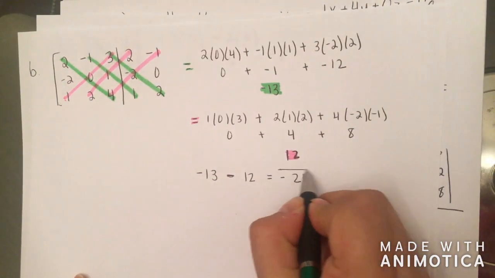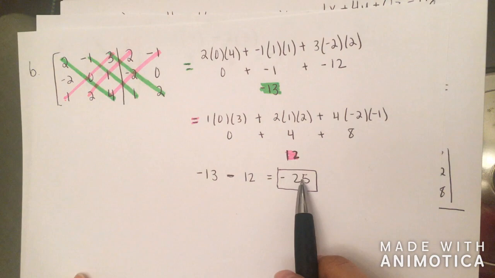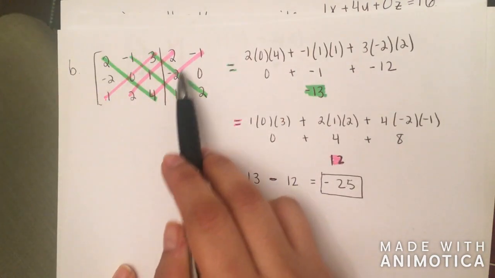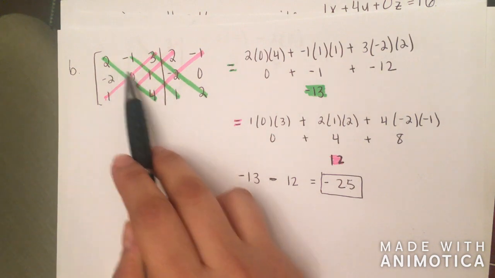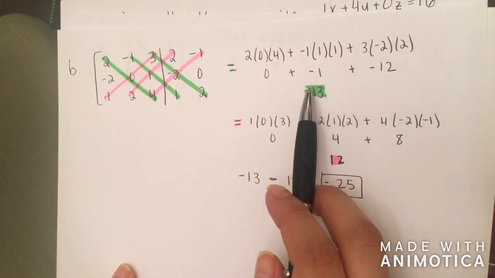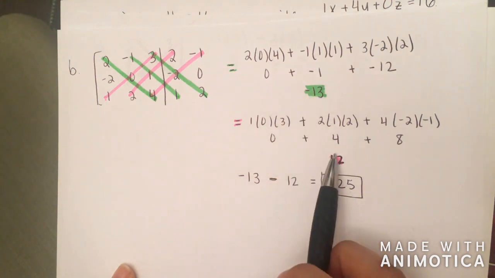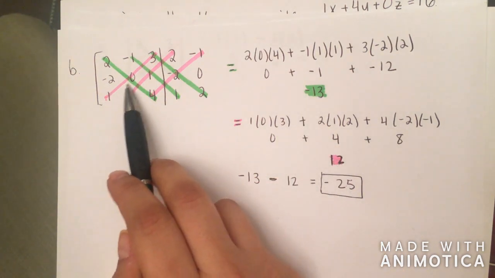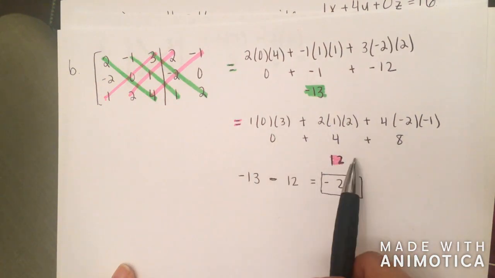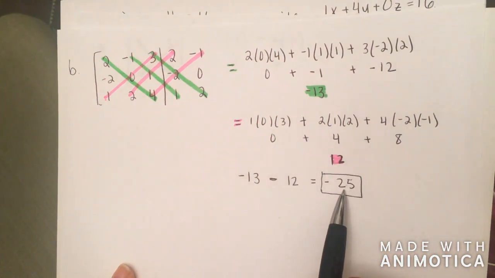Remember, our determinant here was -25 for this matrix, but we had to copy down the first two columns first, and then we found the diagonals that go this way by multiplying them, getting a number, and then to find the 12, we multiplied these diagonals, and then we added them in between. So that's how we got the -25.